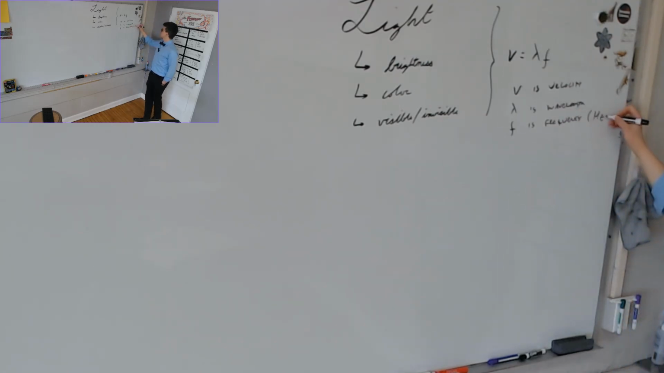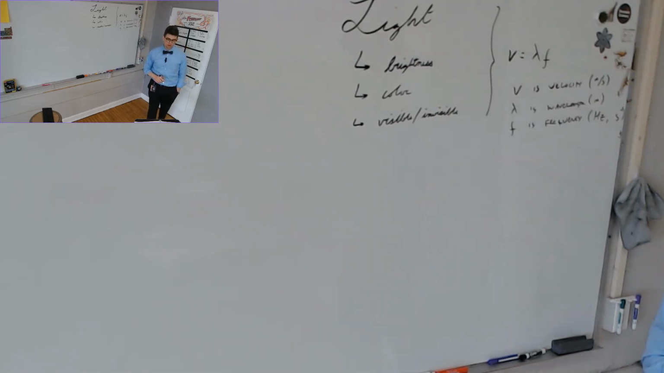Frequency is measured in hertz, which is an inverse second, 1 over seconds. Wavelength is measured in meters usually, or some derivation of meters, nanometers, like I said, centimeters, kilometers, whatever. And therefore, velocity, if we multiply meter by 1 over second, we end up with a meter over a second, which is a unit for velocity. So those are how light waves relate.